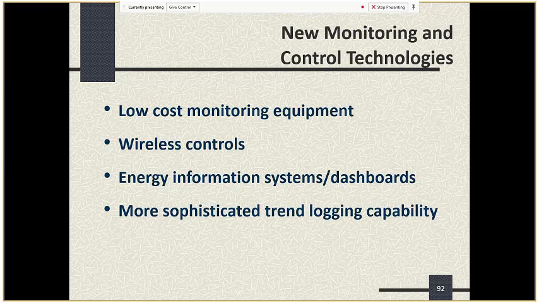And then you've got what we were just talking about, the energy information systems or dashboard approach, and even more sophisticated trend logging capability. The nice thing is the cost of these things is falling and they're becoming more common. So let's go to slide 93.